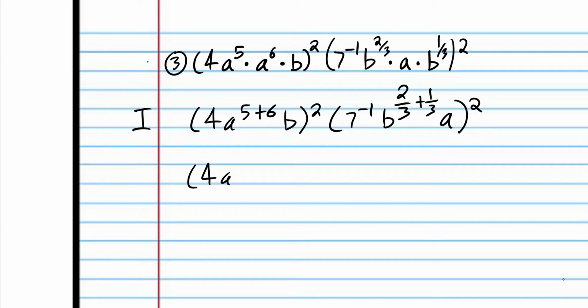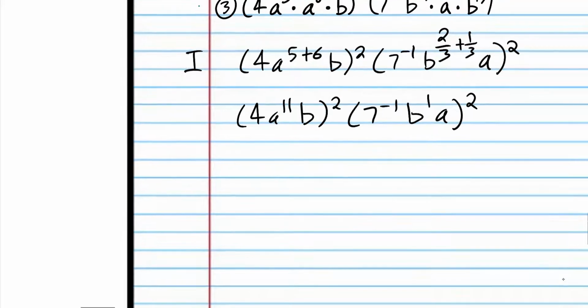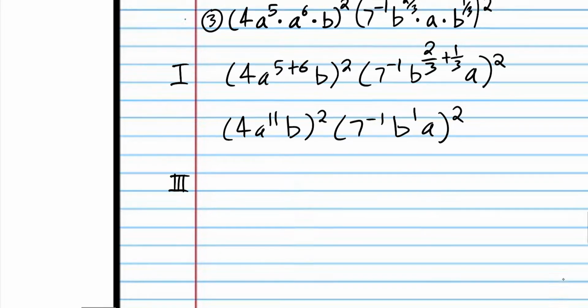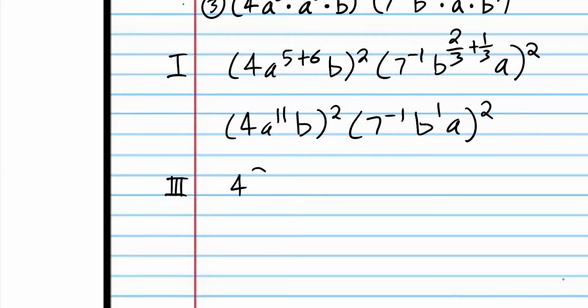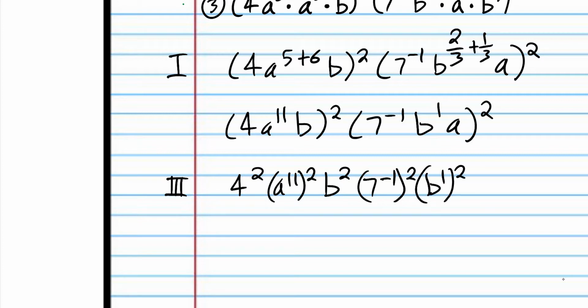We have 4a to the 11th power, b raised to the 2nd, 7 negative 1, b to the 1st power times a raised to the 2nd. Okay, so now we have products of numbers raised to powers. And the powers just happen to be the same in this problem. So we're going to use rule number 3. And we have 4 to the 2nd times a to the 11th raised to the 2nd times b to the 2nd times 7 negative 1 raised to the 2nd times b to the 1 raised to the 2nd times a to the 2nd.